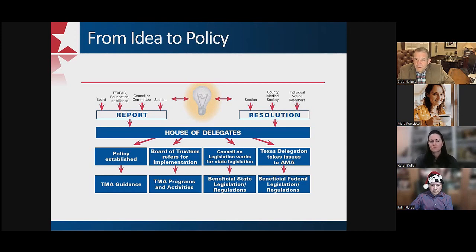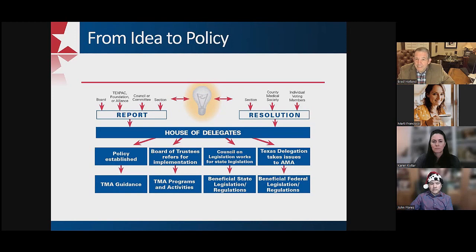Other ways that ideas can evolve within TMA are to become a report, either from the board, from one of the foundations, the Alliance or TexPAC, from a council or committee itself, and a section can also issue a report. But both reports and resolutions are then fed to the House of Delegates as a body.